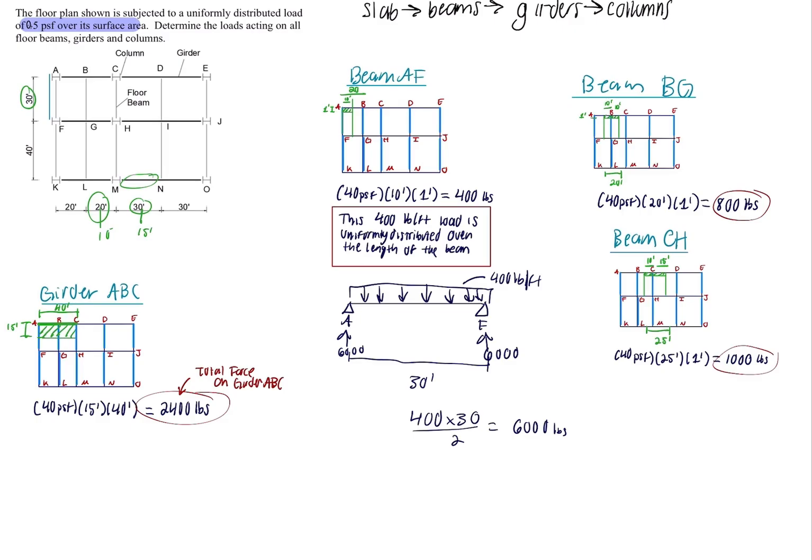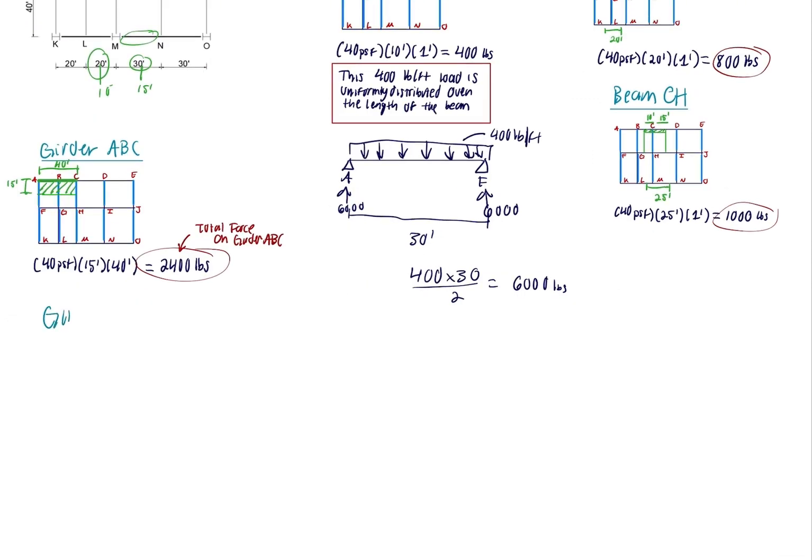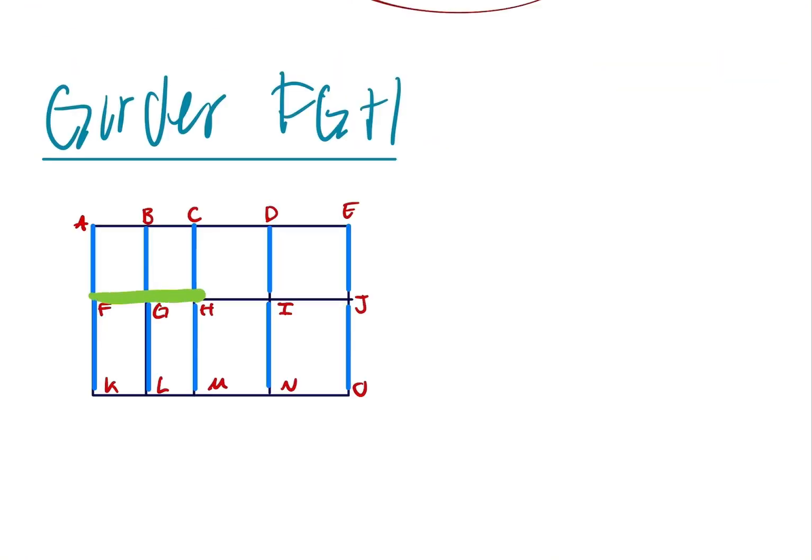We will then move on to calculate the total force on girder FGH, this one. So girder FGH, we will do the same as we did for the previous one. Girder FGH is this girder right here, and we can see that there is a girder ABC here and a girder KLM here. So we know that they will have to divide the loads between them.